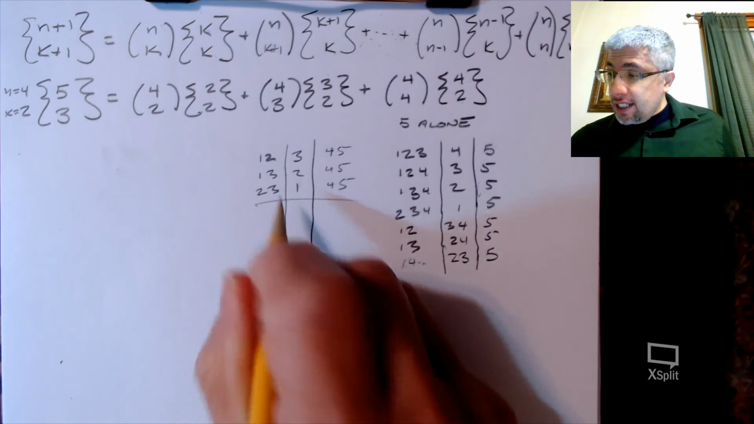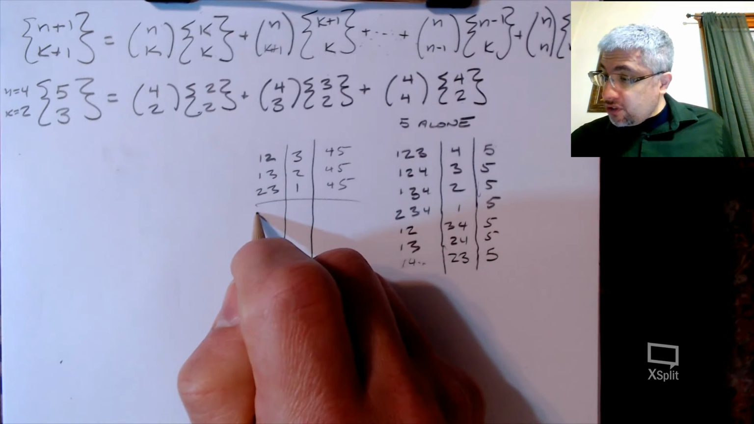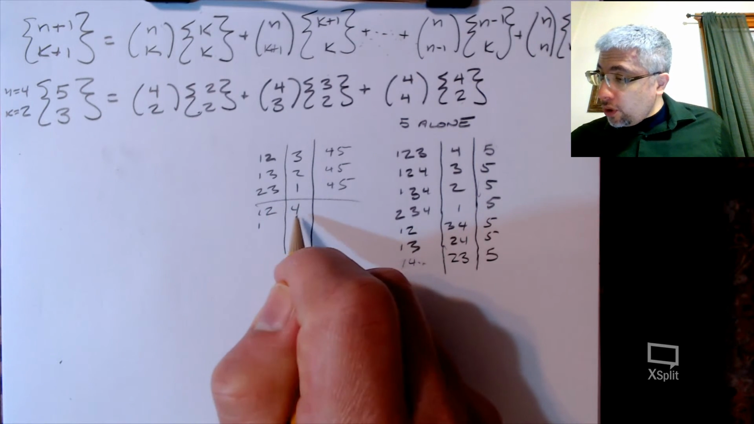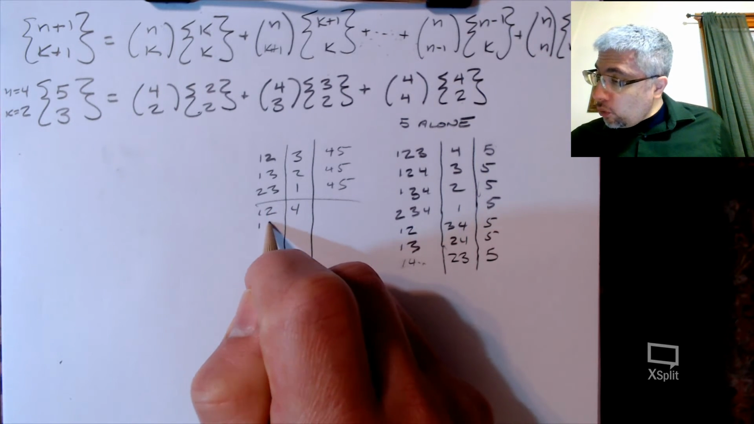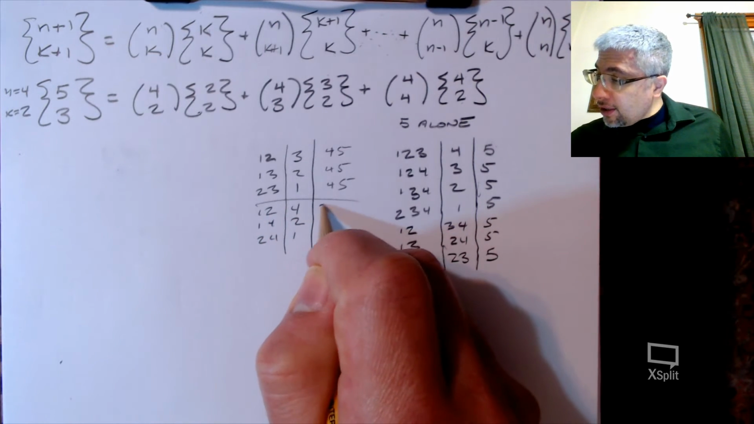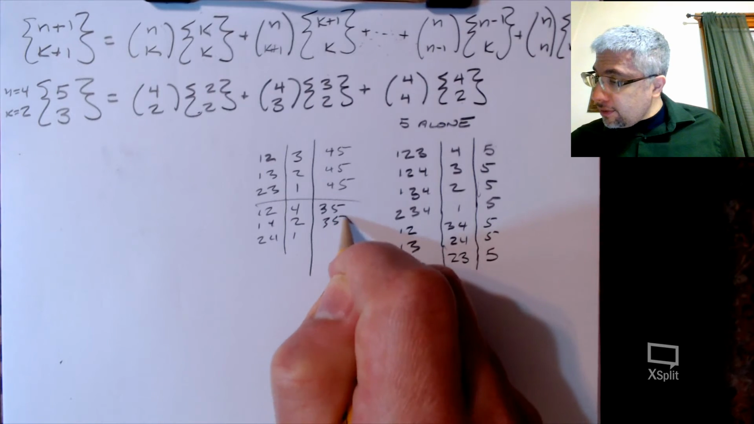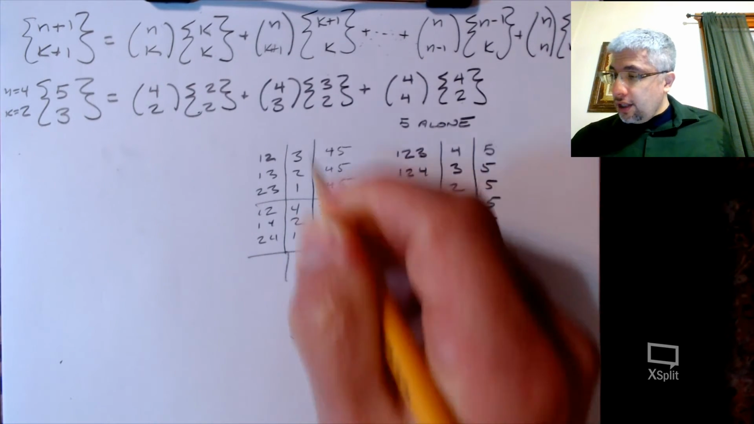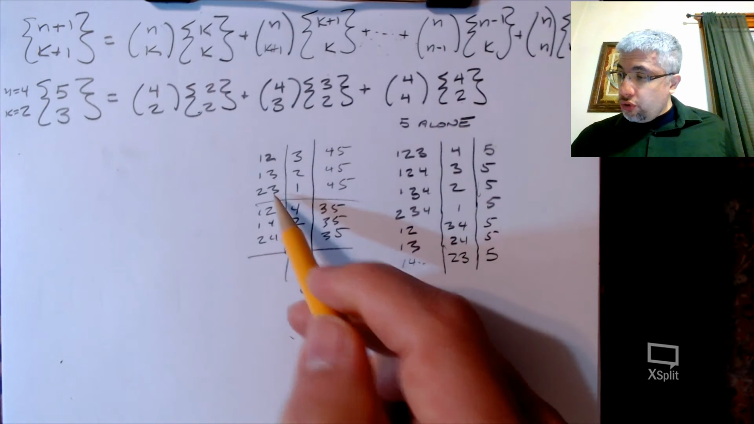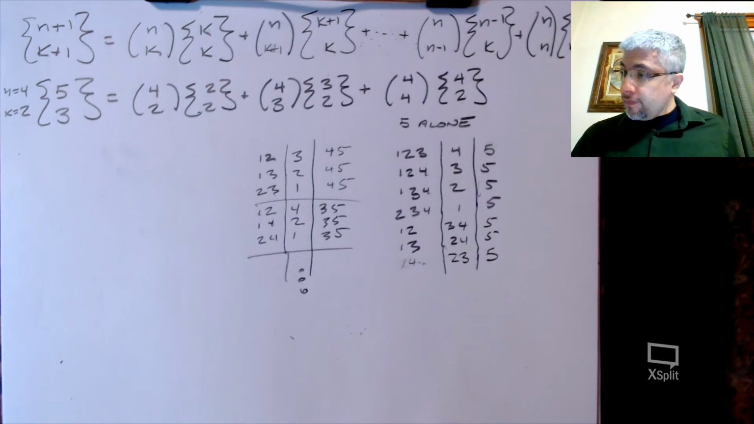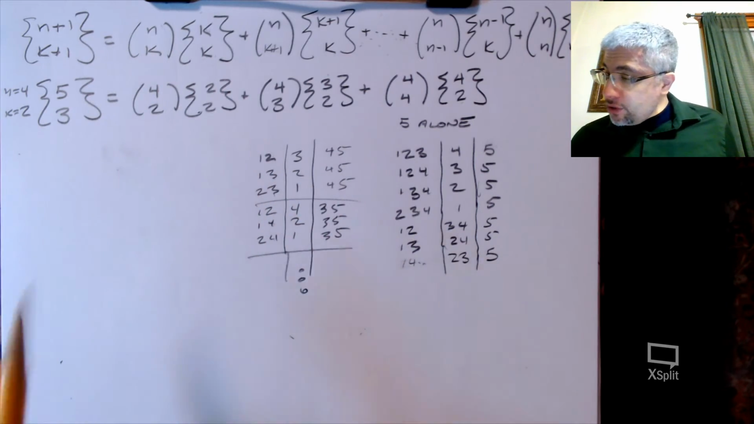And of course, I didn't have to choose 1, 2, and 3. I could have chosen 1, 2, and 4. So I get 1, 2, 4, 1, 4, 2, and 2, 4, and 1. And here I'd get all the 3 with 5s. And so on and so forth. So I'd have a total of 1, 2, 3, 4, 5, 6, 7, 8, 9, 10, 11, 12.